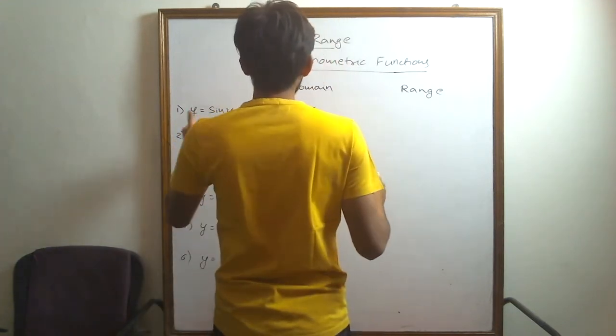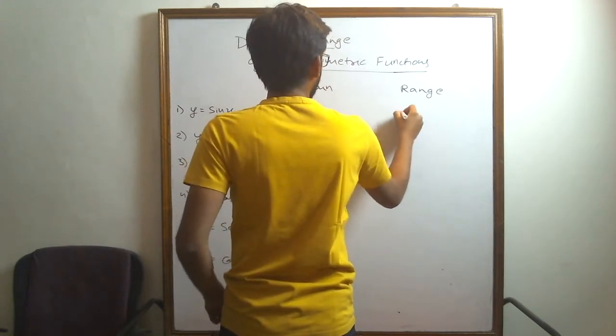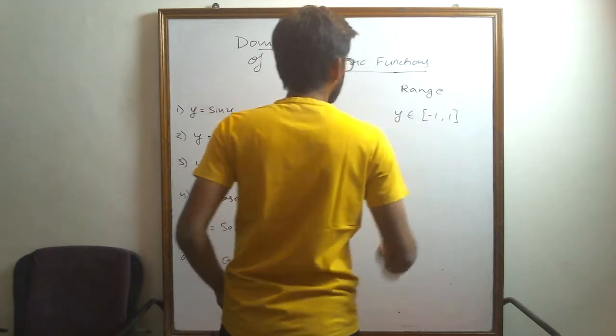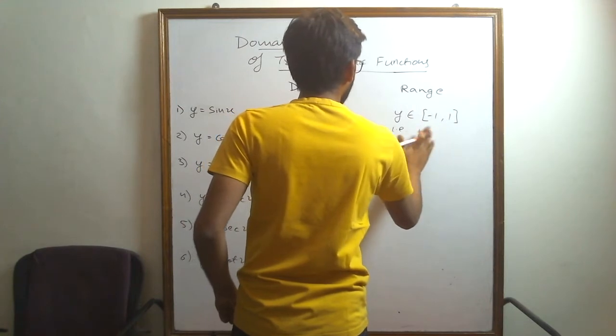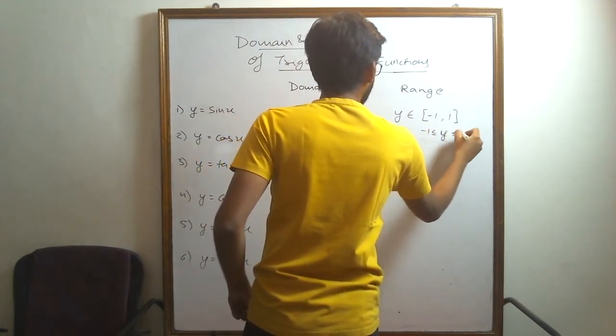Range of sin x is between -1 and 1. So y belongs to the set of closed interval -1 and 1, which is also written as y is greater than or equal to -1 and less than or equal to 1.